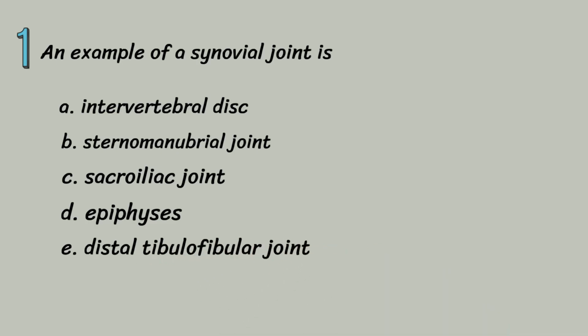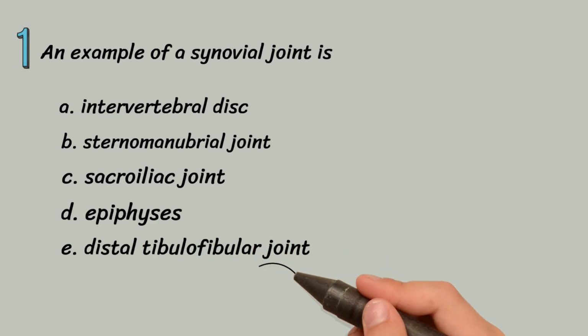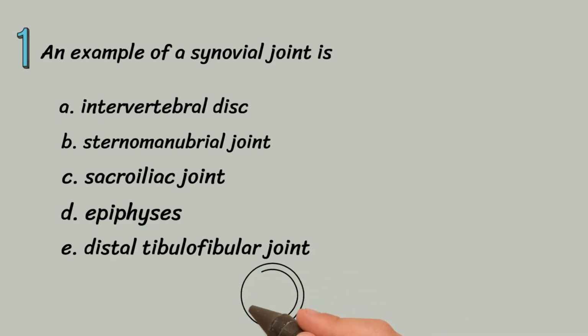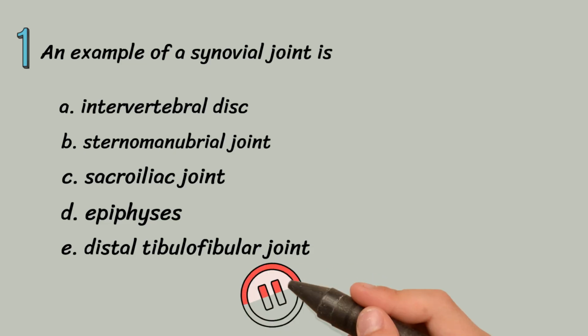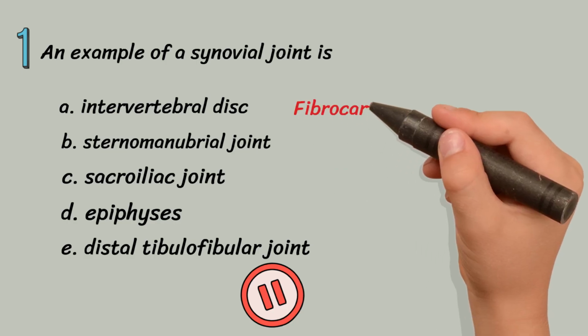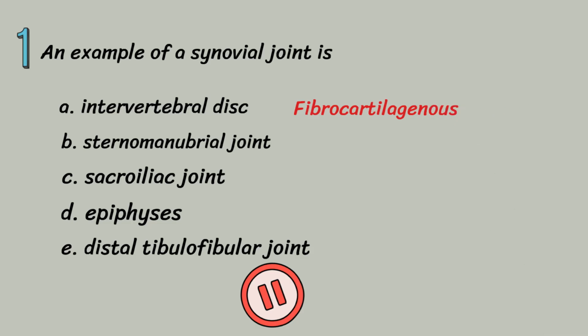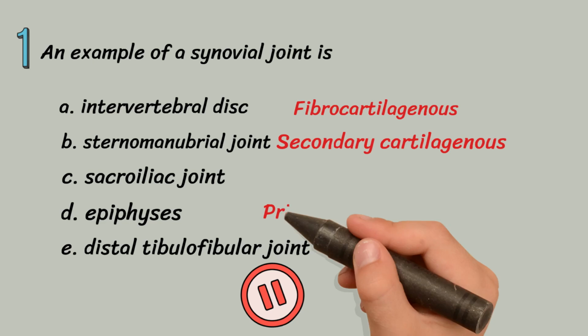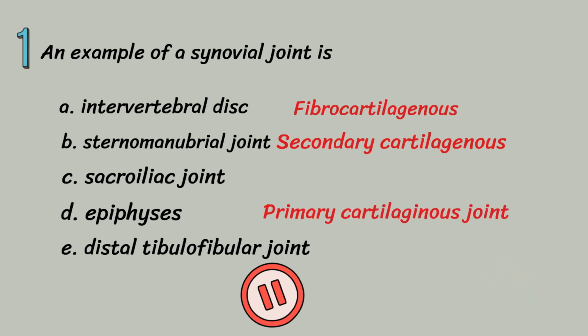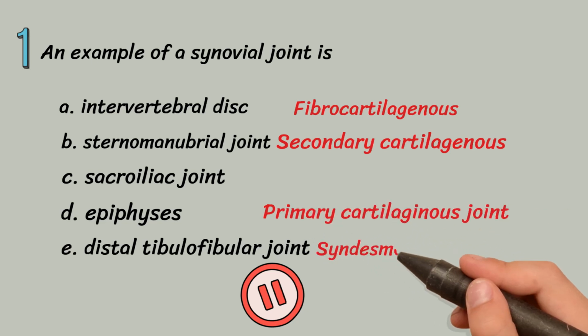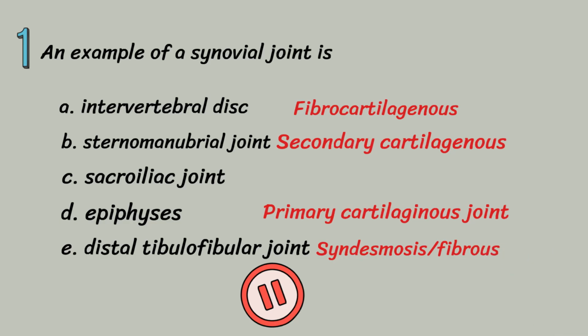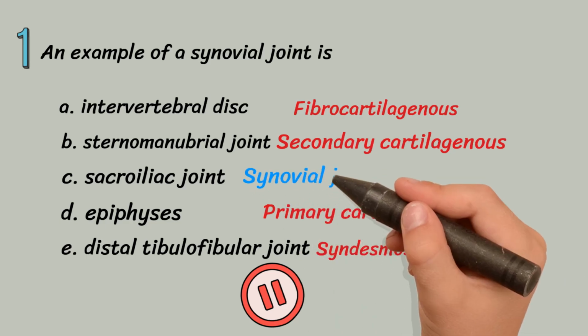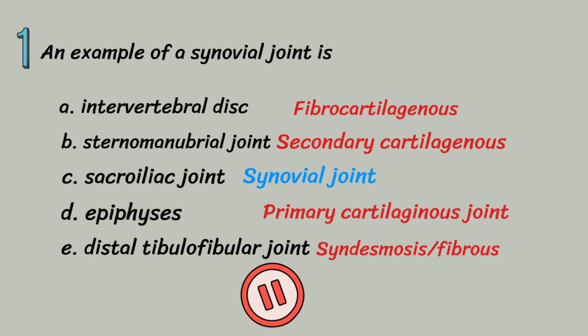You can hit the pause button here in order to see your answer before this description. Now, the synovial joint is a joint that is held or circled by synovium. Others are fibrocartilaginous like intervertebral disc, a secondary cartilaginous like sternomandibular joint. The epiphysis is a primary cartilaginous joint, and the distal tibiofibular is a syndesmosis. So it leaves that the sacroiliac joint is the synovial joint with micromotion.